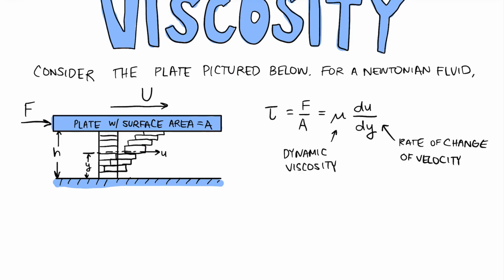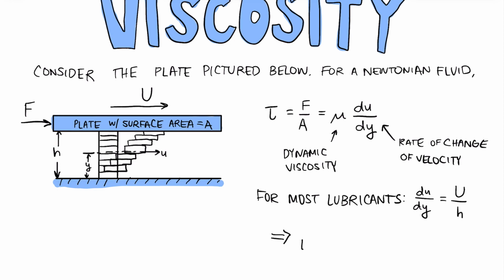So that means that this rate of change of velocity is going to be constant, and it's just equal to u divided by h. So the velocity of the plate on top divided by the total height. We can plug this into our equation for shear stress that we wrote above to get that the shear stress is equal to mu times u over h.